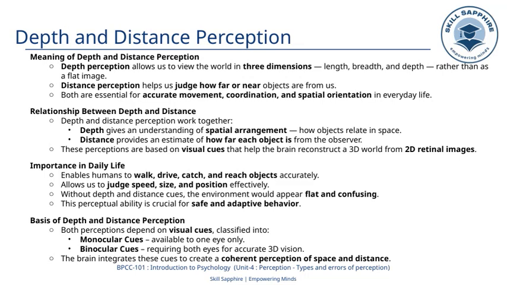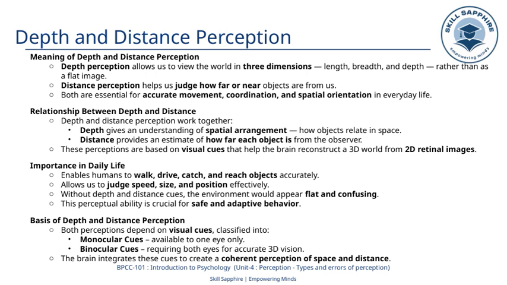Depth and distance perception are fundamental aspects of how we interpret the world around us. Depth perception allows us to see the environment in 3 dimensions, length, breadth, and depth, rather than as a flat, 2-dimensional image. It helps us understand the spatial relationships between objects. Distance perception, on the other hand, helps us judge how far or near objects are from us, which is crucial for interaction and movement. These 2 perceptions work hand in hand. Depth perception provides us with an understanding of how objects are arranged in space, while distance perception helps us estimate how far each object is from our position.